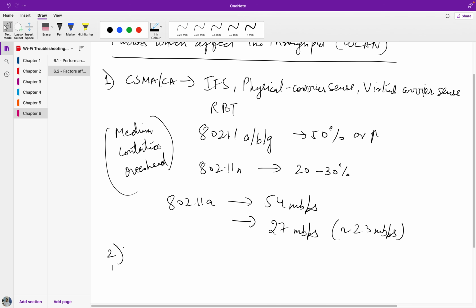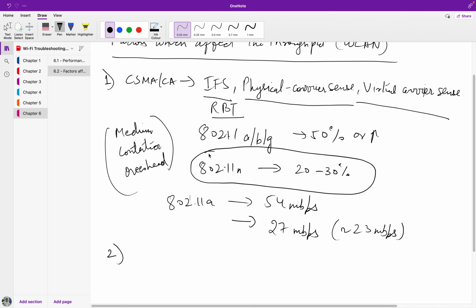So this is the power of medium contention overhead, and that's how drastically it reduces the throughput of a wireless client. Now, CSMA is greatly explained in the Wi-Fi fundamentals course. If all these terms are very foreign to you, I urge you to go and watch that course as well. You're going to get a lot of insights around what IFS are, physical carrier sense, virtual carrier sense, random backoff timer, and also medium contention overhead. There's a whole chapter on .11n which I've explained, and it's definitely worth a look. So go ahead and explore that as well.